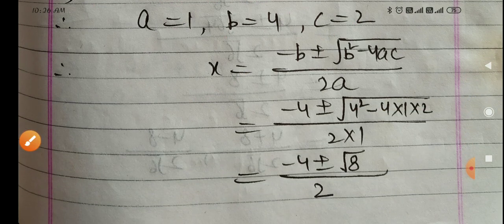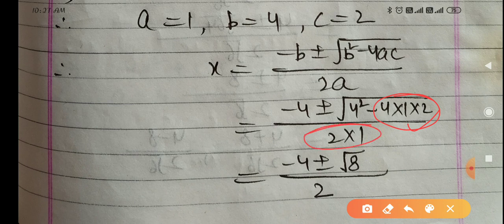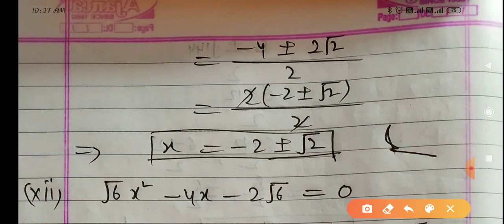In this formula you can put the values of a, b, c: minus 4 plus minus under root 4 square minus 4 into the value of a, 1, the value of c, 2, upon 2 into the value of a, 1. By simplifying you are getting minus 4 plus minus root 8 upon 2. Now root 8 can be written as 2 root 2, you know very well. Root 8 means 2 root 2. Now minus 4 plus minus 2 root 2 upon 2.